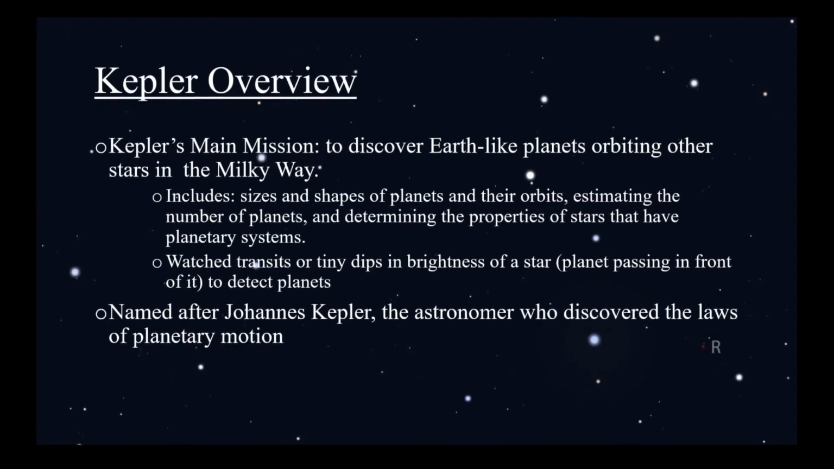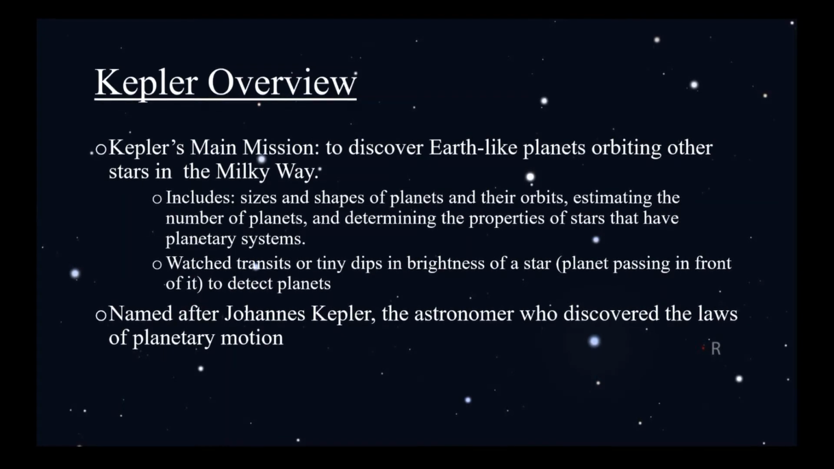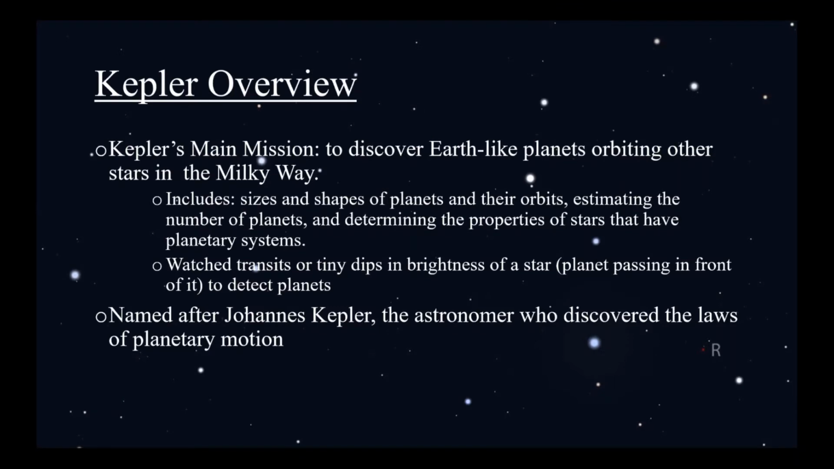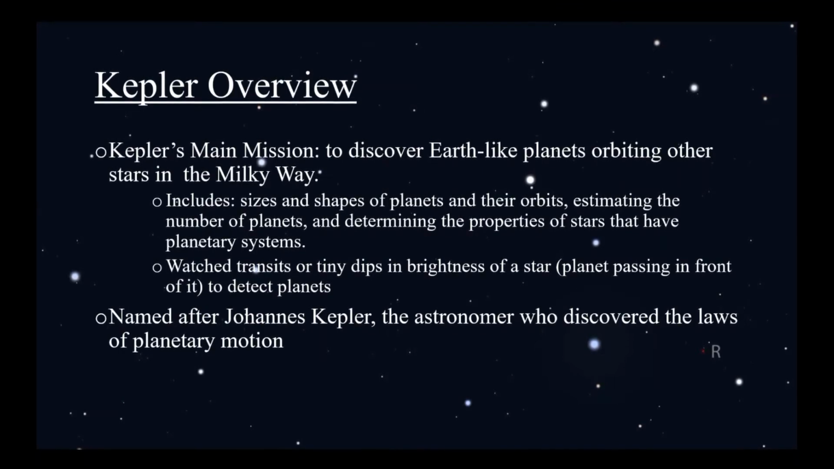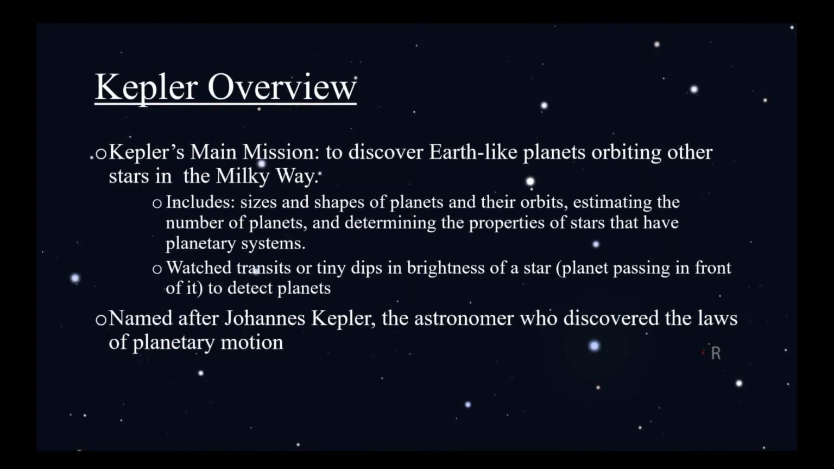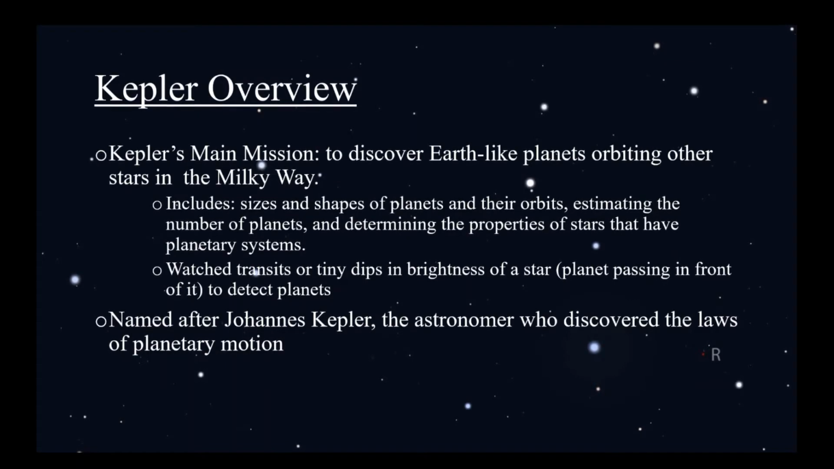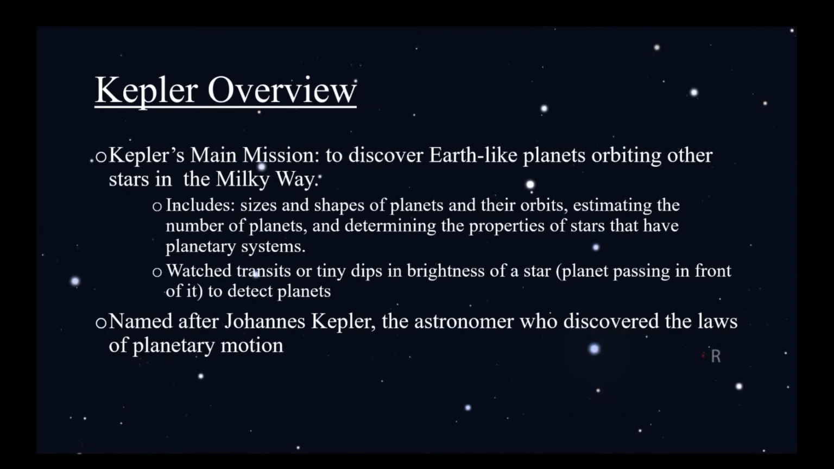The Kepler mission had one main priority: to discover Earth-like planets orbiting other stars in the Milky Way. It searched for many details about the planets as well, like the size and shapes, estimating how many planets there were, and determining the properties of stars that have planetary systems.